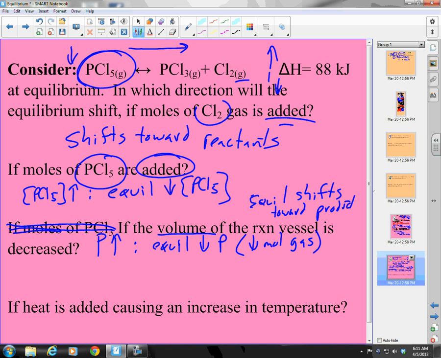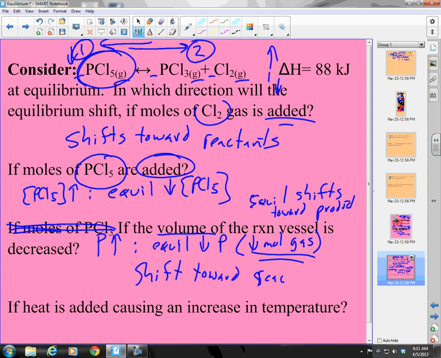Well, here's gas, here's gas, here's gas. I have 2 moles on this side, right? Because I have 1 here and 1 here. And I have 1 mole on this side. So I have 1 mole on my reactants and 2 moles on my products. I want to decrease moles of gas. So which way will my reaction shift? My equilibrium will shift towards the lower number of moles. So that means it will shift toward reactants.